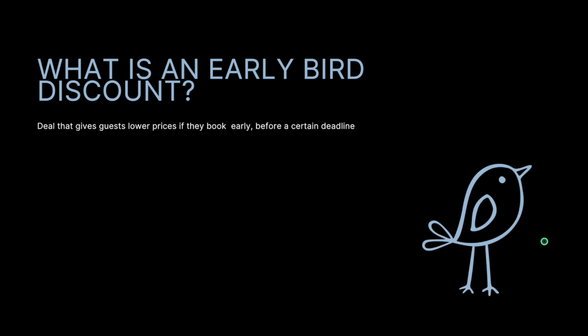What is an early bird discount? That's a deal that gives guests lower prices if they book early, before a certain deadline. For example, we can offer an early bird discount if a guest books 3 months before arrival. That's to give an incentive to guests to book our place in advance. On Airbnb, it can be set starting from 1 month before arrival up to 24 months before arrival.